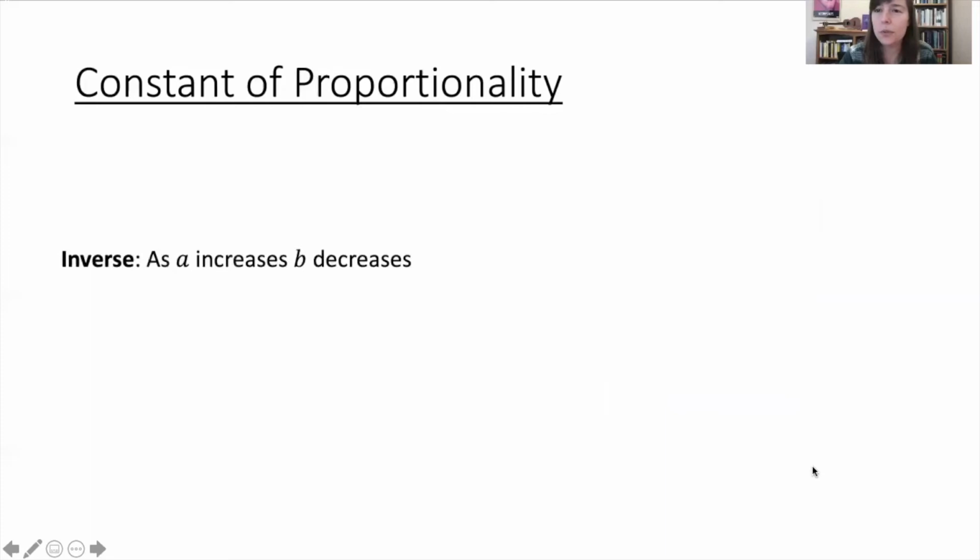Okay, so let's do another example now with inverse proportionality. So here in this case, we have as A increases, B decreases. In this case, the constant of proportionality is A times B. So you don't have to worry about order in this case. You get the same constant, whether you think of A depending on B or B depending on A. So that's nice. Let's look at an example.